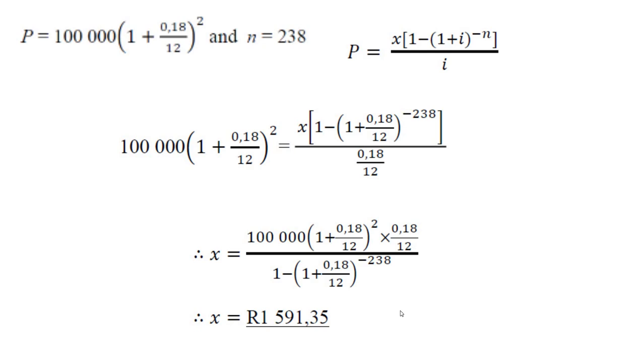So if she misses 2 payments, take 2 off of the 240 and grow that 100,000 Rand by 2 months' worth of interest. And that's the whole thing. That's how it works.